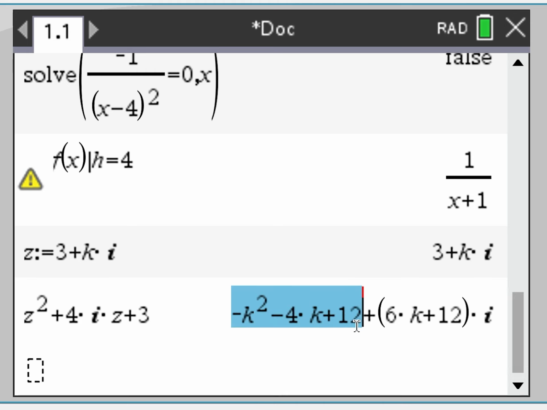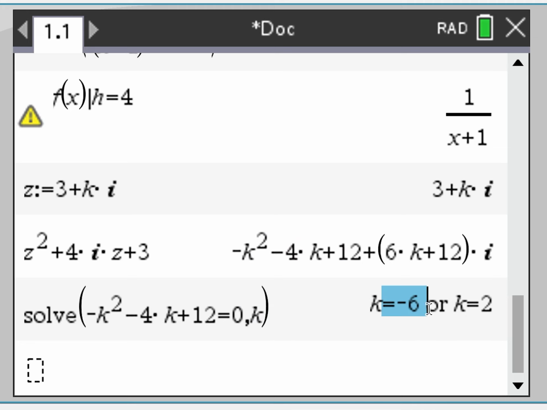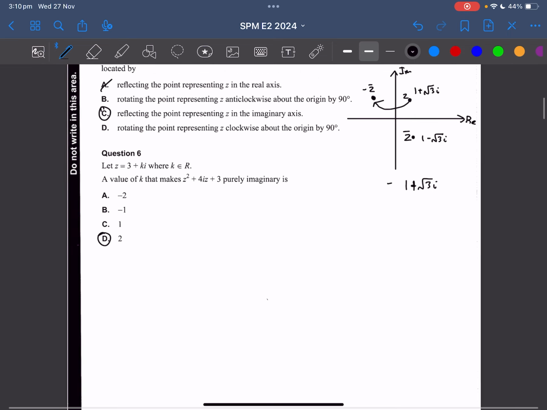Okay, we want the solution to be purely imaginary. So this part over here is the real part of the solution, and this part over here is the imaginary part of the solution. Now if we want the solution to be purely imaginary, we have to make the real part 0, right? Because if the real term becomes 0, the only thing that's left is the imaginary solution. And that's what the question is asking us for. So let's solve for when the entire real component, which is this, equals 0. So k equals minus 6 or k equals 2. So k equals 2 seems an answer that we can take. So let's do that.